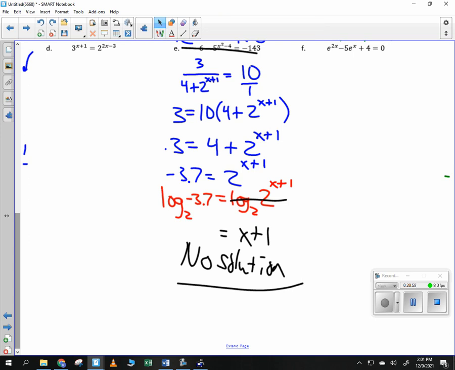If I just simply change this instead of a 4 plus, if I change a 4 minus, we would have had a solution. But I wanted to make a point that you have to be ready that you can't take the logarithm of a negative number. Take out your worksheet.